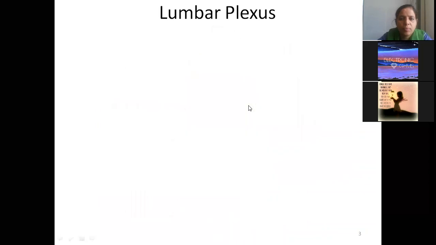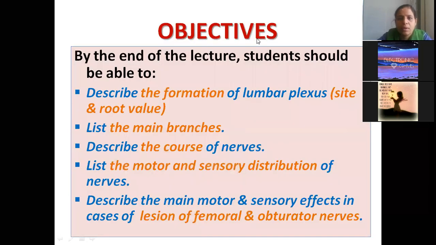So now, okay, beta. First of all, we will see about the formation of lumbar plexus. We will see what are the main branches. We will see the course of those nerves also. We will see sensory and motor distribution, and then we will talk in detail about femoral nerve and obturator nerve. I have already discussed them, but I will still give an overview of these nerves also.